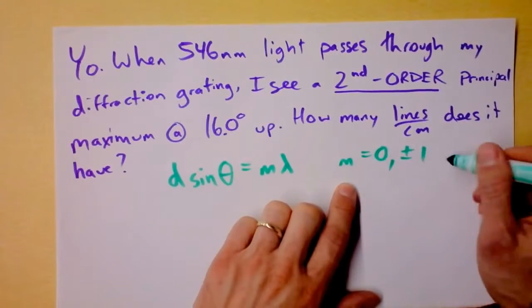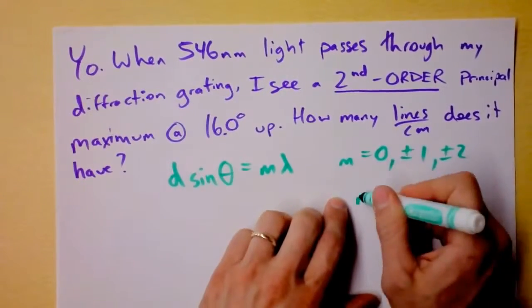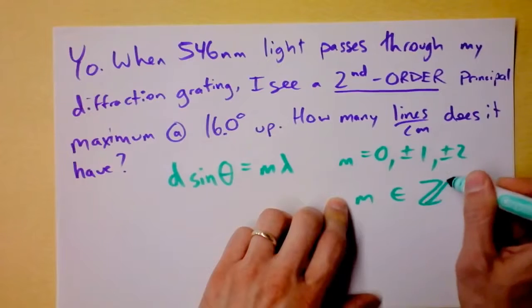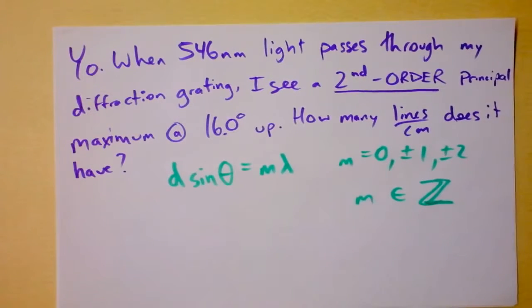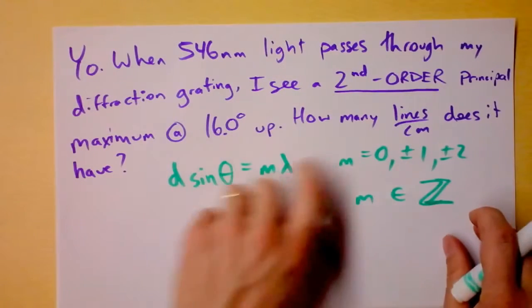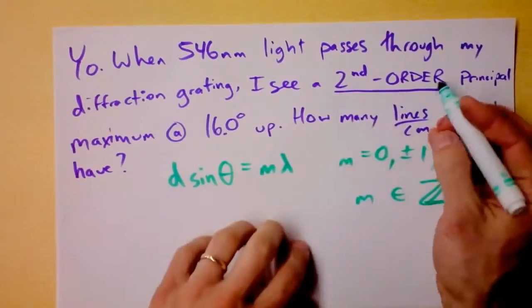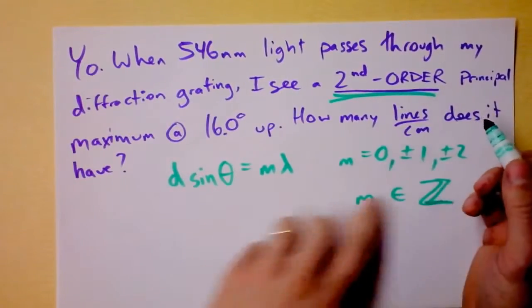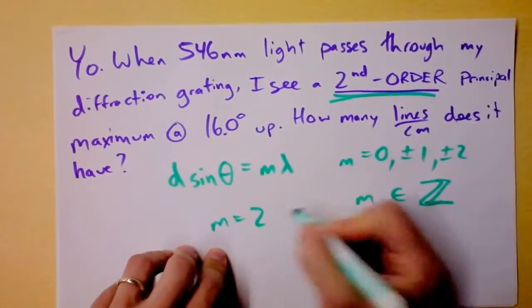m equals 0, plus or minus 1, plus or minus 2. Let's write this in mathematical notation. We're going to have that m is an integer. If m is an integer, then we've got ourselves a bright fringe. Now they're saying the second order principal maximum, so that means m equals 2.